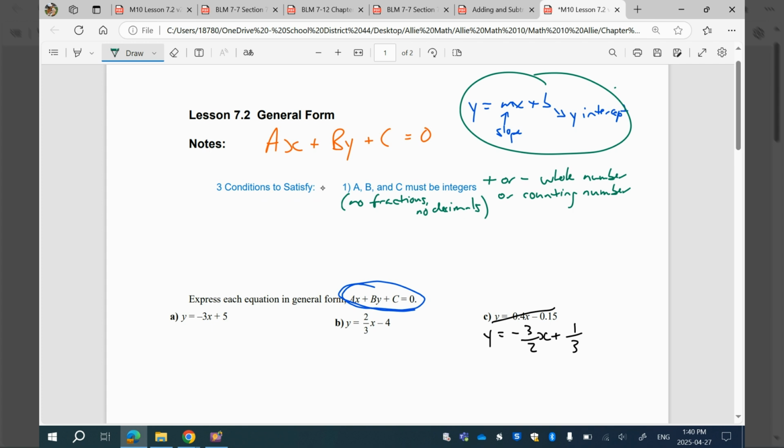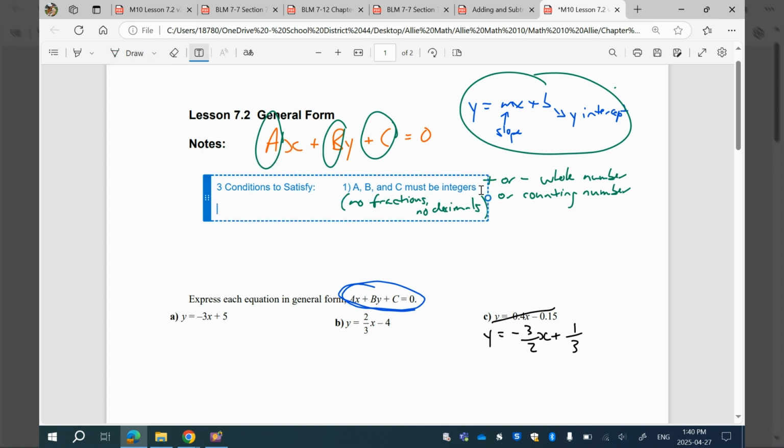So this A here, this B here, the two coefficients with our variables, and this C, the constant, all need to be positive or negative counting numbers. So like 1, 2, 3, 4, 5, I can count those whole numbers, or -1, -4, -15, whatever. So that's the first condition.